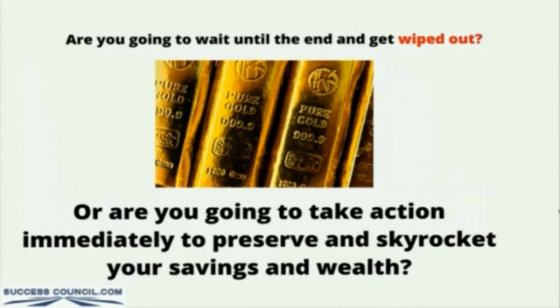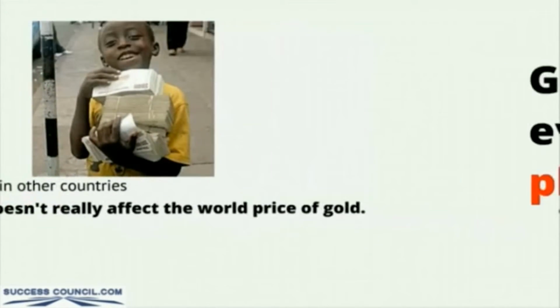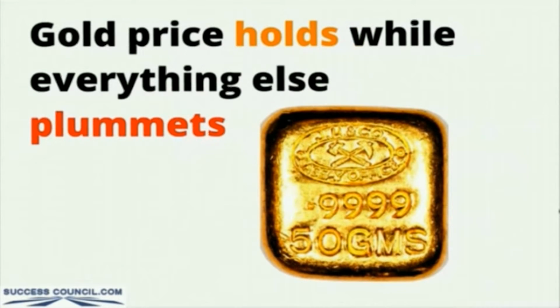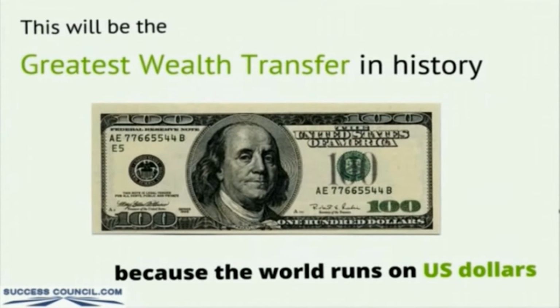You see, when Zimbabwe or Argentina or Germany go through hyperinflation, that doesn't really affect the world price of gold. It is more that the value of the gold in those places holds while the price of everything else plummets, so gold can buy so much more. The reason why this will be the greatest wealth transfer in history is because America is the biggest economy the world has ever known, and the entire world runs on U.S. dollars. This time, the economic collapse is not going to affect just a single country.